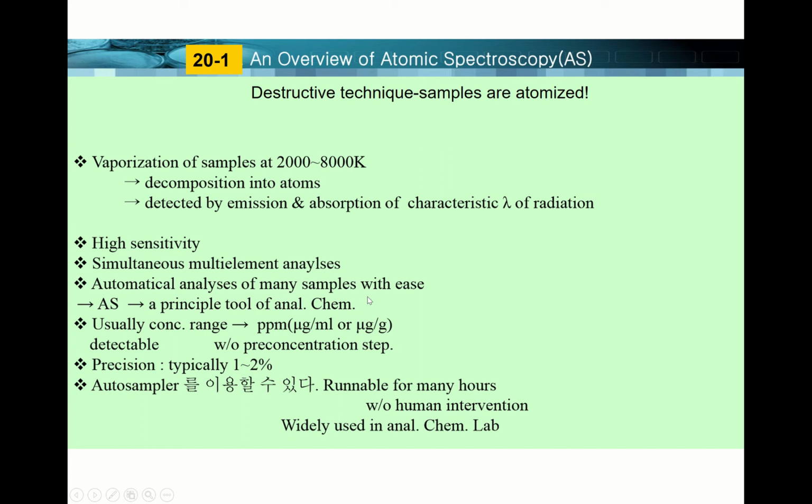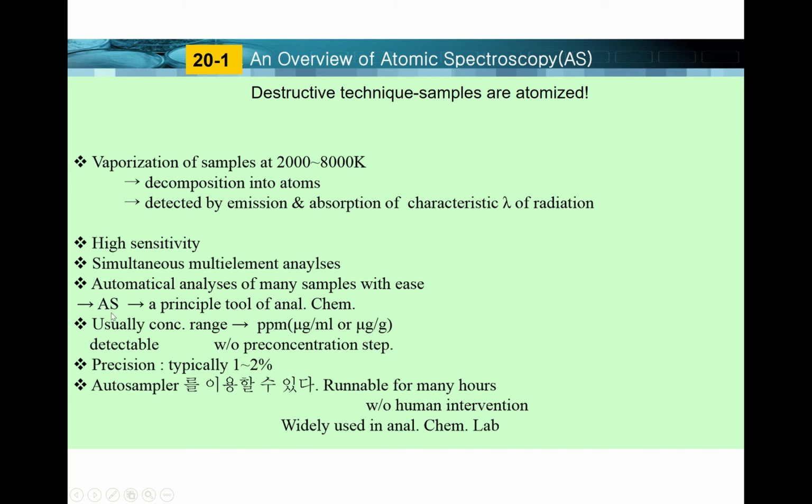That's because each atom has its own electron energy levels, and those energy levels are well defined. So by observing the emission lines, we can determine which elements are there or not. Modern instruments can analyze 50 elements at the same time. So it can be automated, with automatic analysis of many samples with ease. The analysis itself is not very difficult; it's easy.